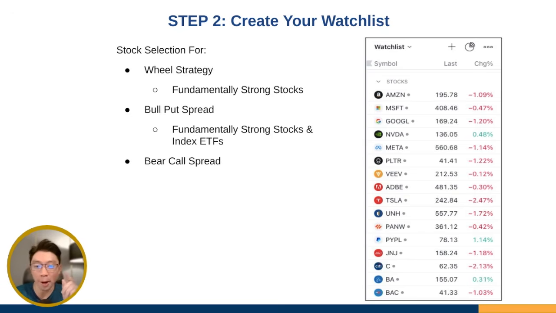Now, what about the bear call spread? So remember, for the wheel strategy and bull put spread, we want the market to go up. That is why we generally trade underlyings that want to go up over the long term: fundamentally strong stocks and broad-based index ETFs.